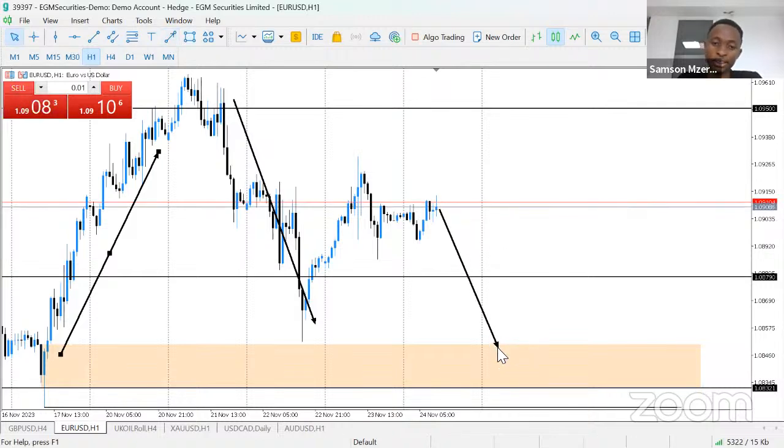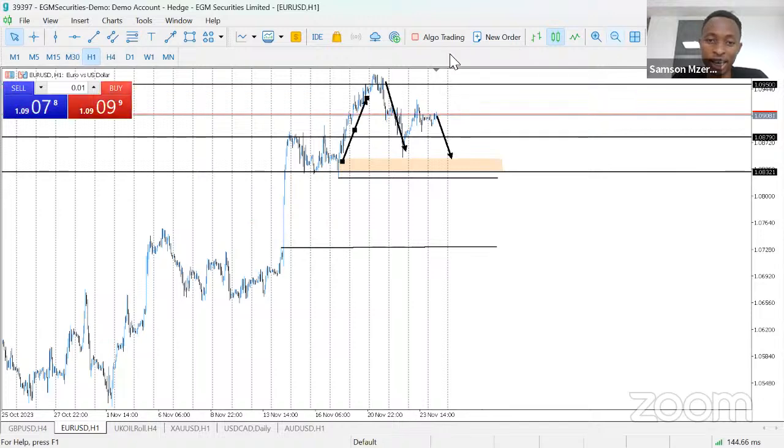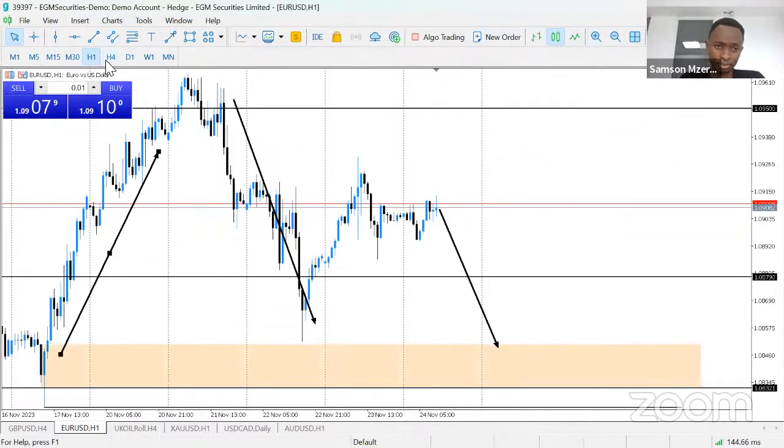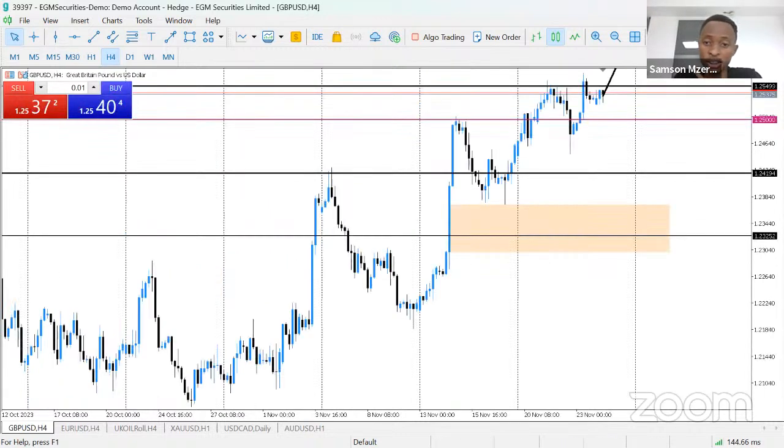If prices come back here, that'll be an interesting place to look for buying opportunities. Otherwise, if you decide to chase this higher, then you can wait for a healthy break above 1.095. Speaking of which, for GBP USD, there is 1.25, which is a key level. Prices ought to hold above that level if indeed we are in an uptrend.